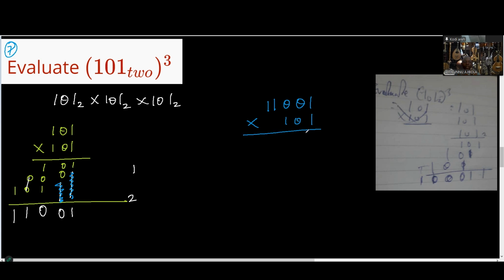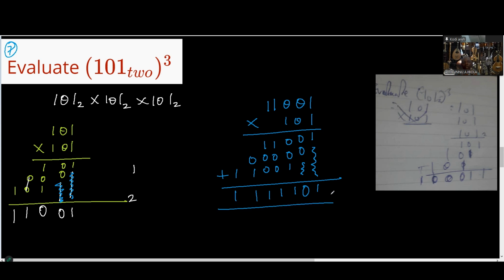So 1 times everything gives us 10011. 0 times everything gives us 00000. And 1 times everything again gives us 10011. So we add this layer together. Nothing is here, so we get 1. Nothing is here, we get 0. We get 1 here, we get 1 here, we get 1 here, 1 here, and 1 here.